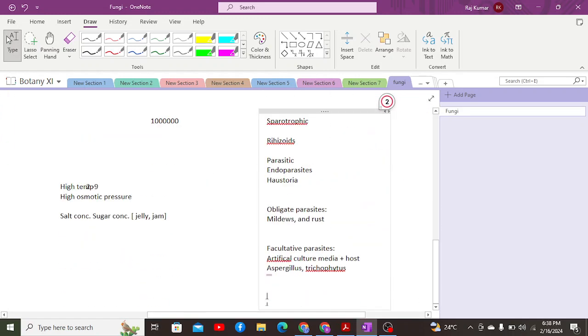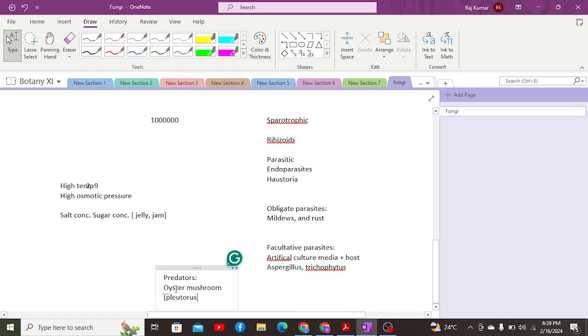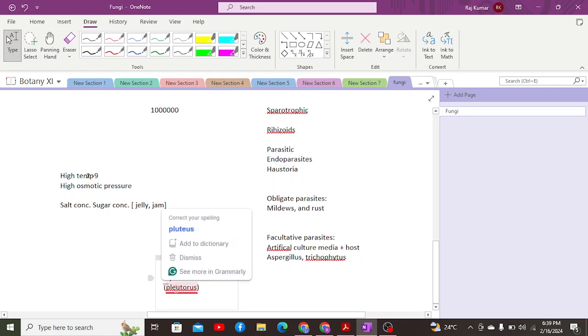And after that, when it comes to the other part, we are going to discuss predators. Some of these also form a predatory mode of nutrition, such that some of these predate nematodes. An example of this is the oyster mushroom, scientific name Pleurotus, and what it actually does is that it paralyzes the nematode.